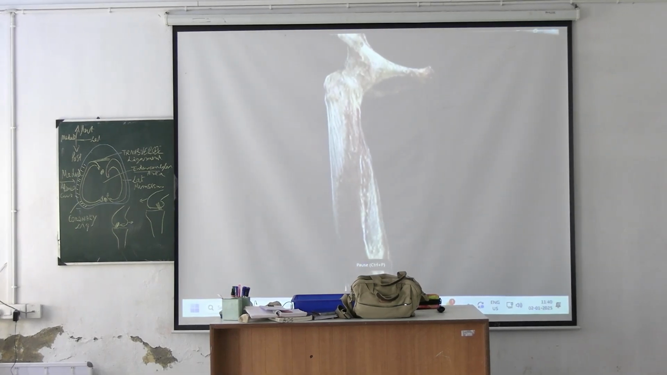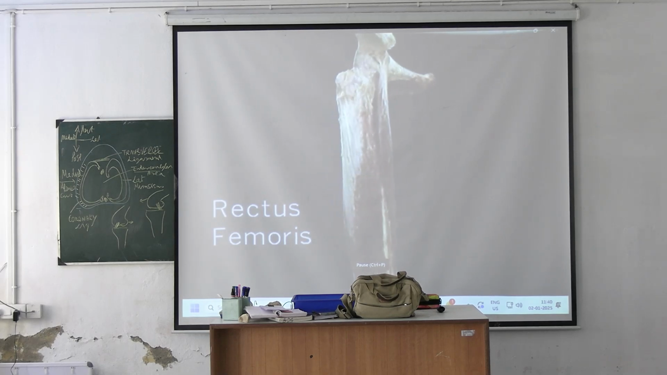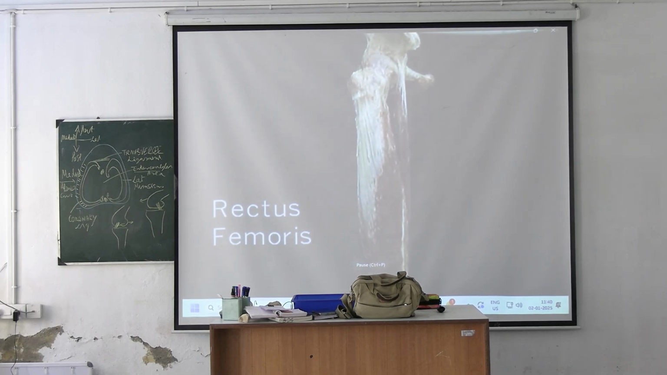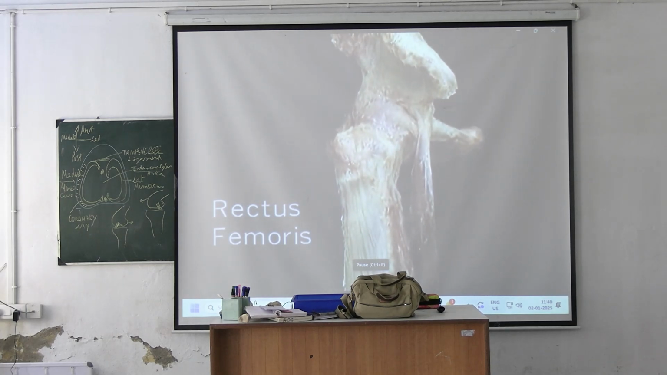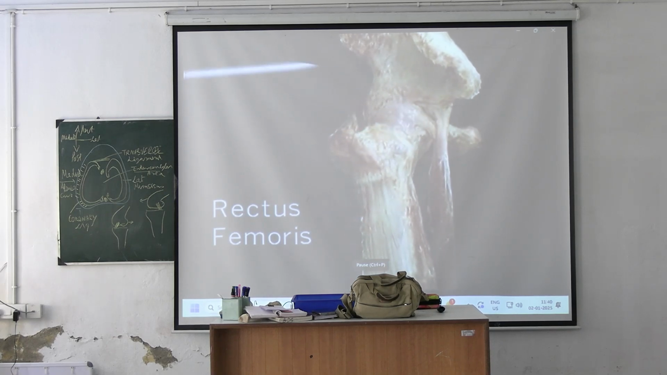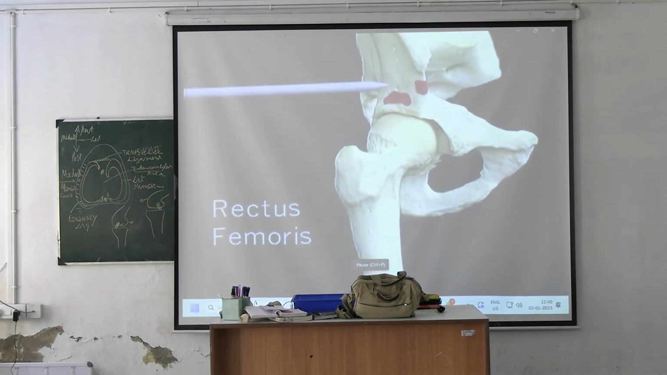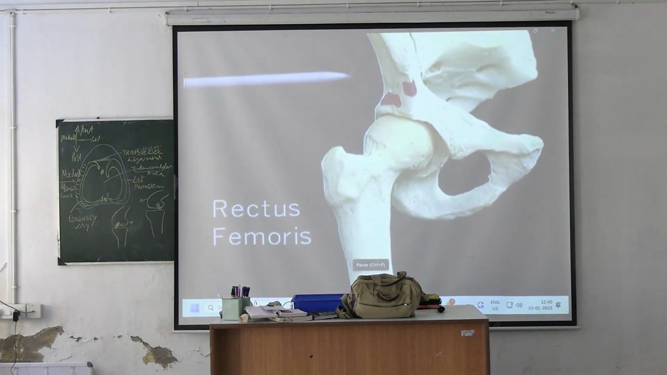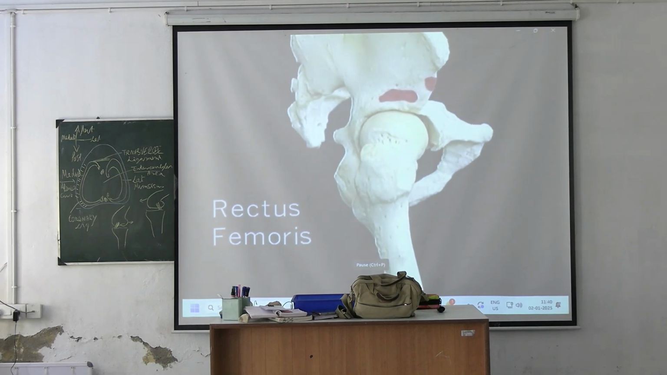Now let's add rectus femoris to the picture. Here it is. Rectus femoris arises from the ilium just above the hip joint. Its tendon of origin has two parts, a posterior or reflected part and an anterior or straight part. The anterior part arises from this prominence, the anterior inferior iliac spine. The posterior part arises from just above the acetabulum.